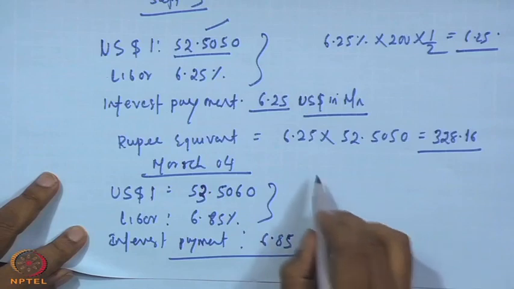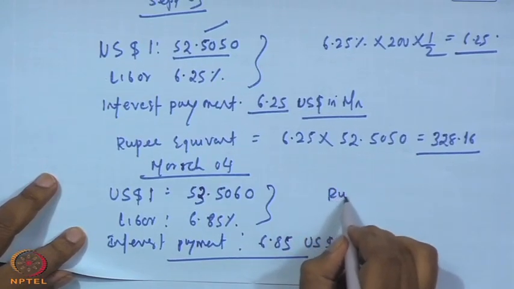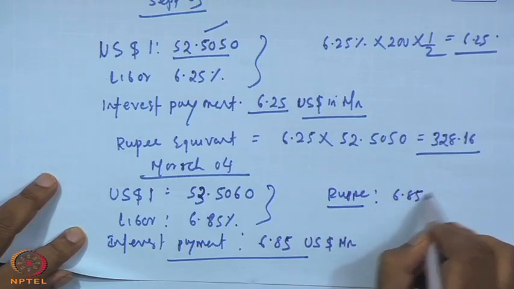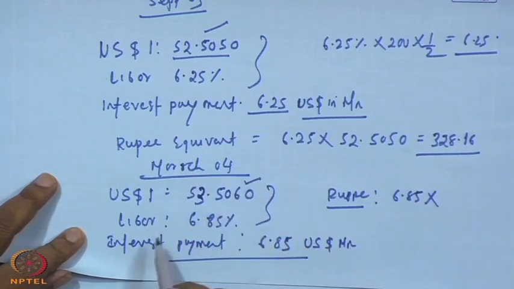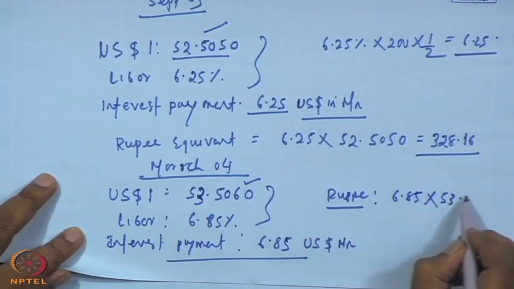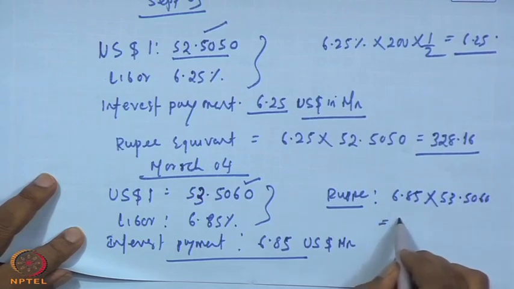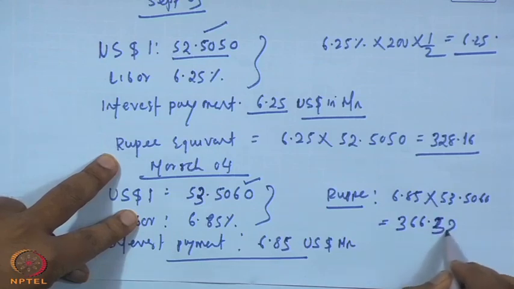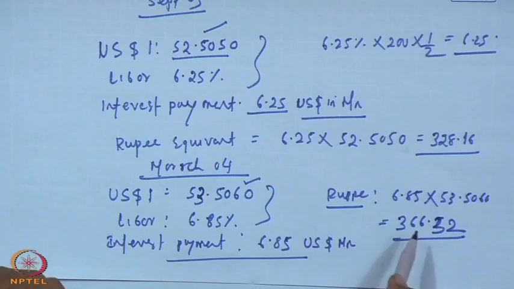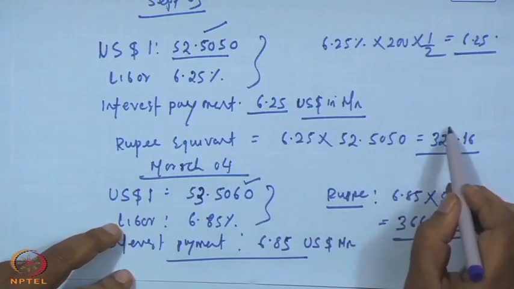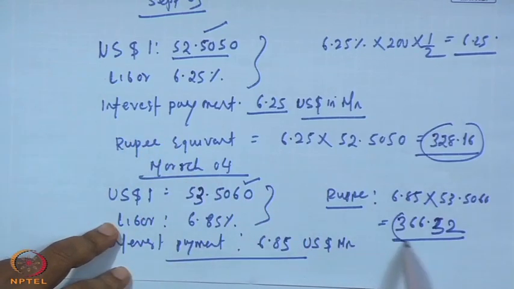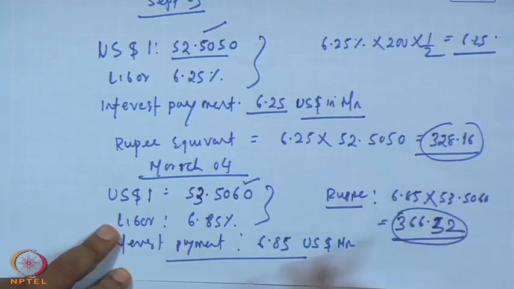The rupee equivalent, now that the dollar has changed to 53.5060, comes to 366.52. Now you see, 6 months before it was 328.16 millions of rupee. Now 6 months after, it becomes 366.52. There is transaction risk, so the Indian company needs to pay more.